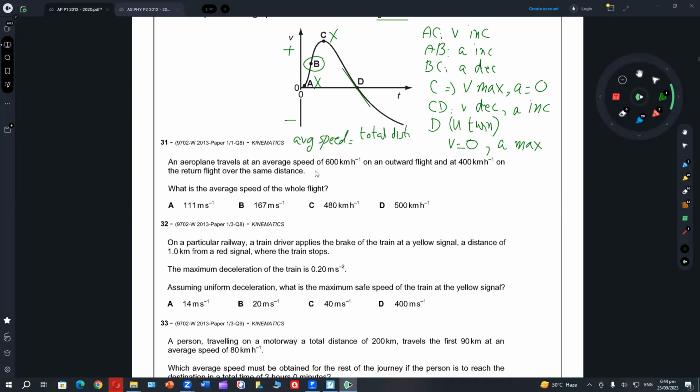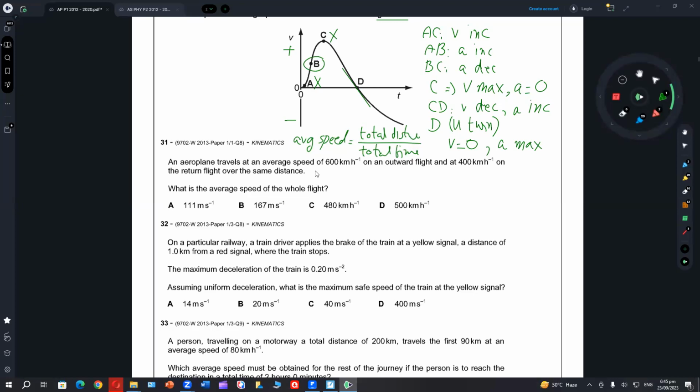Total distance upon total time. Oh, sir, we don't have total time now. So we have to search for average velocity, no? You want to try half U plus V? Yeah. Okay, then try it. I'm getting 500, sir.